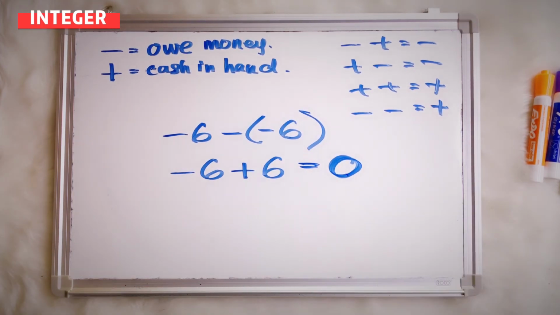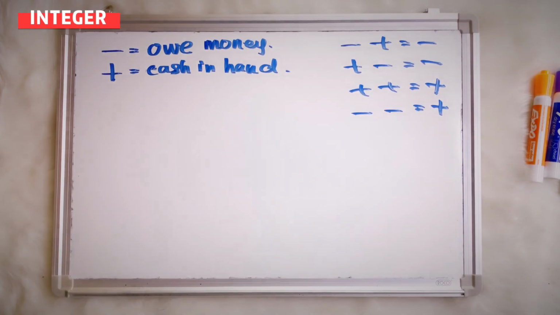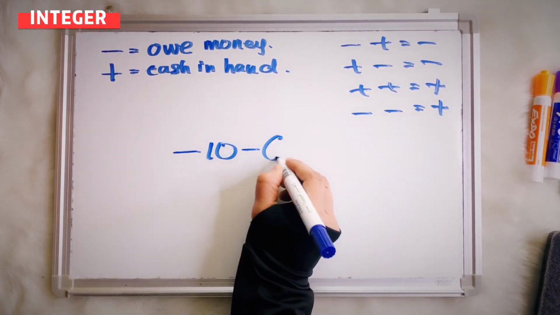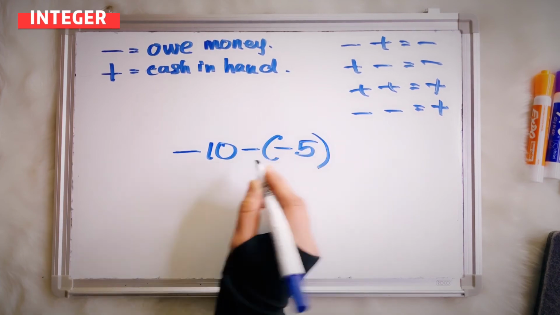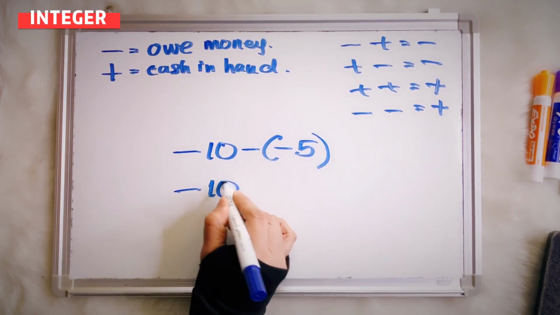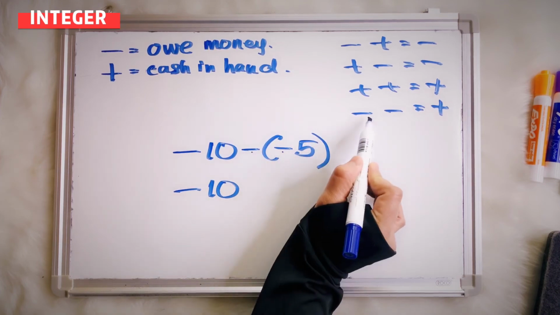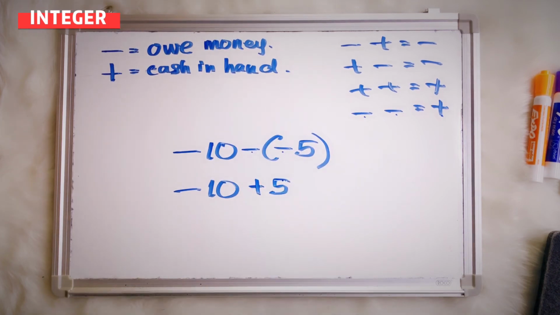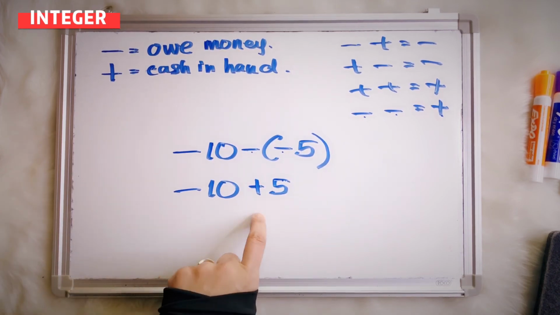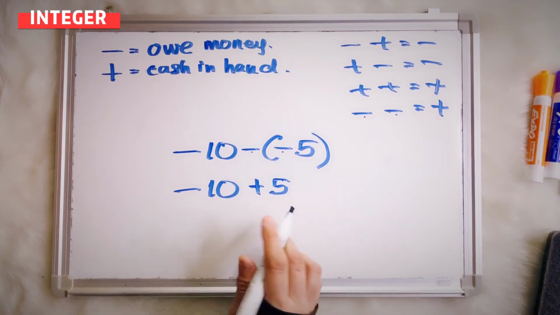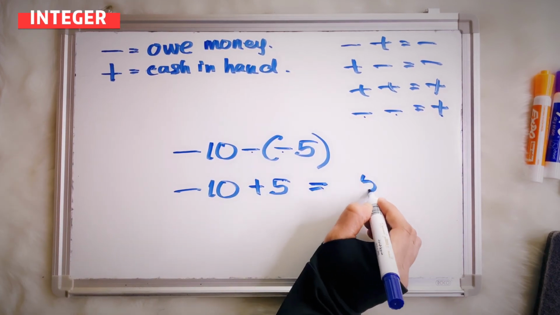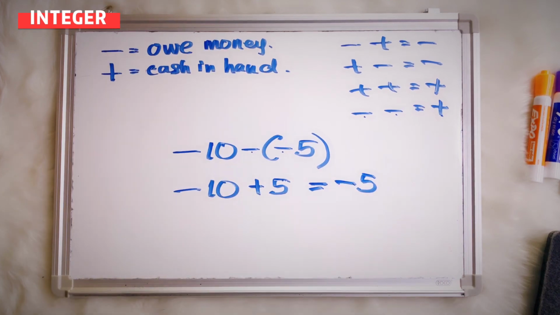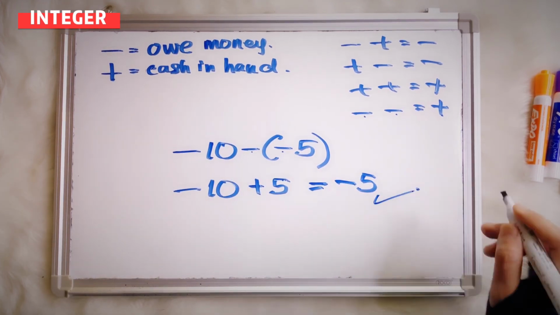Okay, next. You have negative 10, negative 5. Okay, so you owe me now negative 10. See the sign first: negative, negative, negative, negative changes to positive 5. You owe me $10, but you have cash in hand right now $5. So that means the balance is 5, right? See, which one is the biggest one? Negative, right? You still owe me $5.